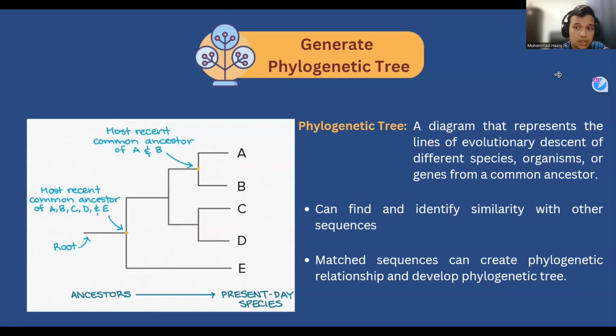A phylogenetic tree is a diagram that represents the line of evolutionary descent of different species, organisms, or genes from a common ancestor. So by using BLAST, we can find and identify similarity with other sequences. Sequences that are matched with each other can develop phylogenetic relationship between the sequences.